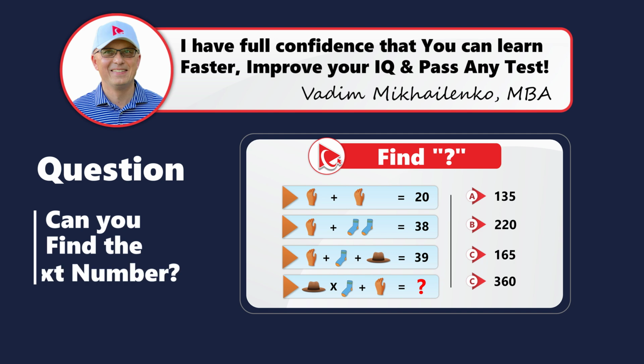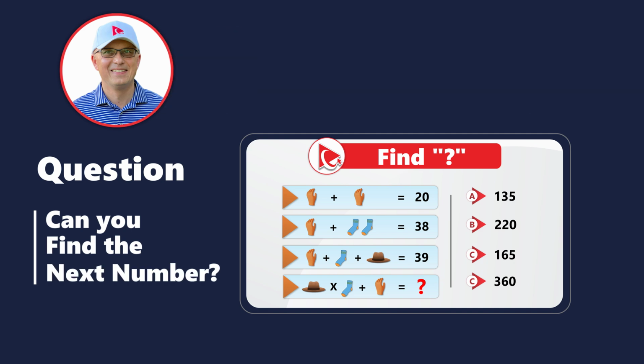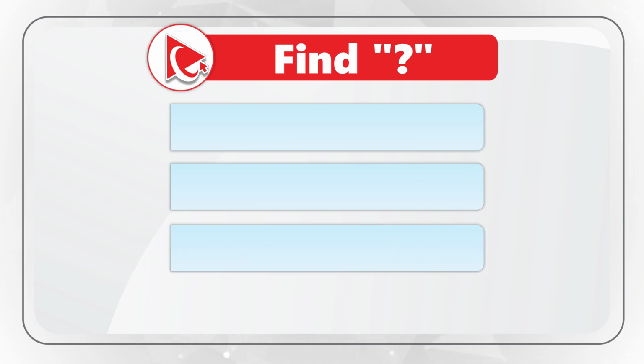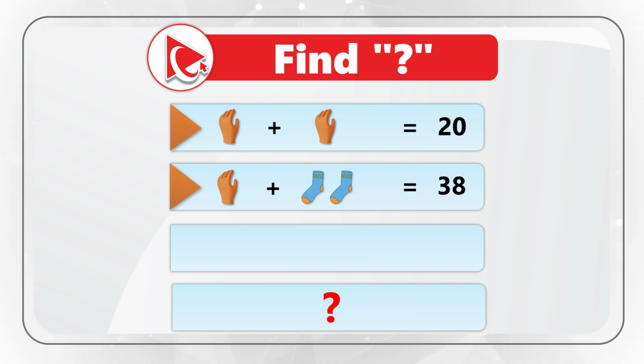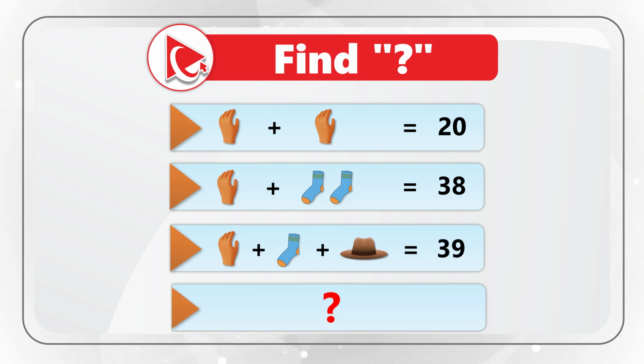Here's one of my favorite questions where you test your mental skills as well as attention to details. You're presented with a series of equations and you need to calculate the missing number. The first equation is glove plus glove equals 20. Second equation is glove plus 2 socks equals 38. Third equation is glove plus sock plus hat equals 39. And then the final equation where you have the missing number is 1 hat multiplied by 1 sock plus 1 glove equals the missing number.